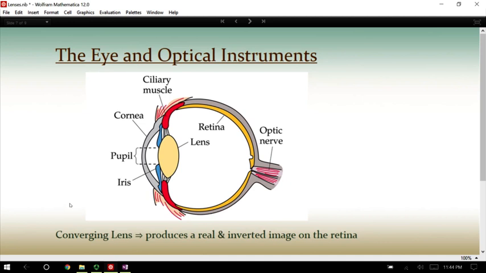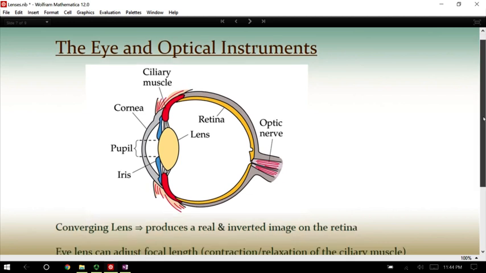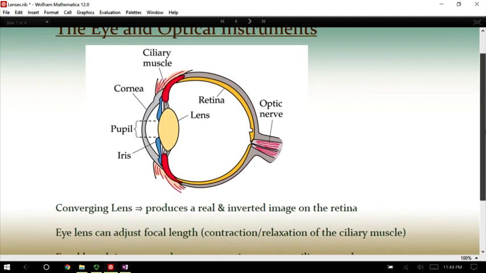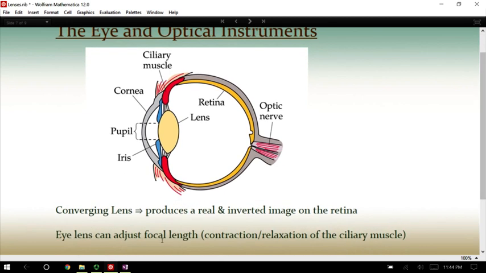Okay. The main features are that the eye lens is primarily a converging lens, and it produces real and inverted images on the retina. Okay. And the eye lens can adjust its focal length. Its focal length is not a constant. It is adjusted through the contraction and relaxation of the ciliary muscles.